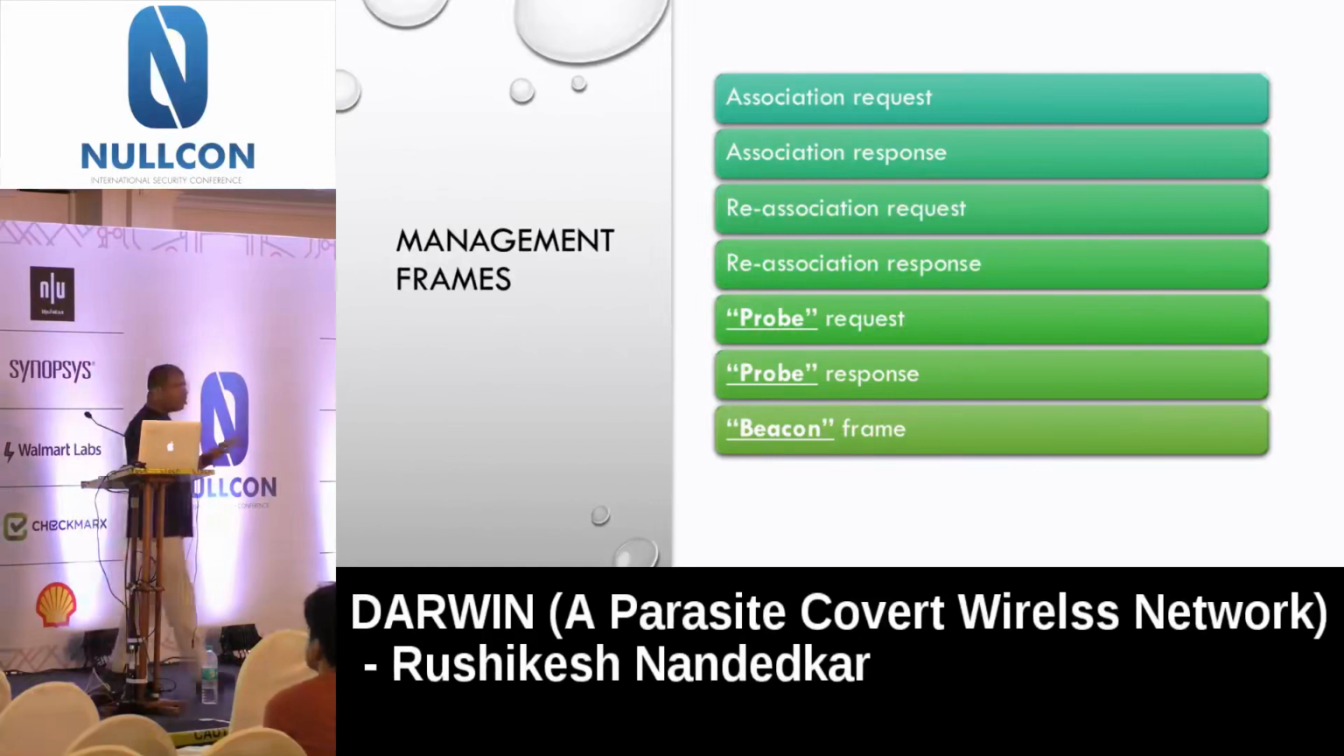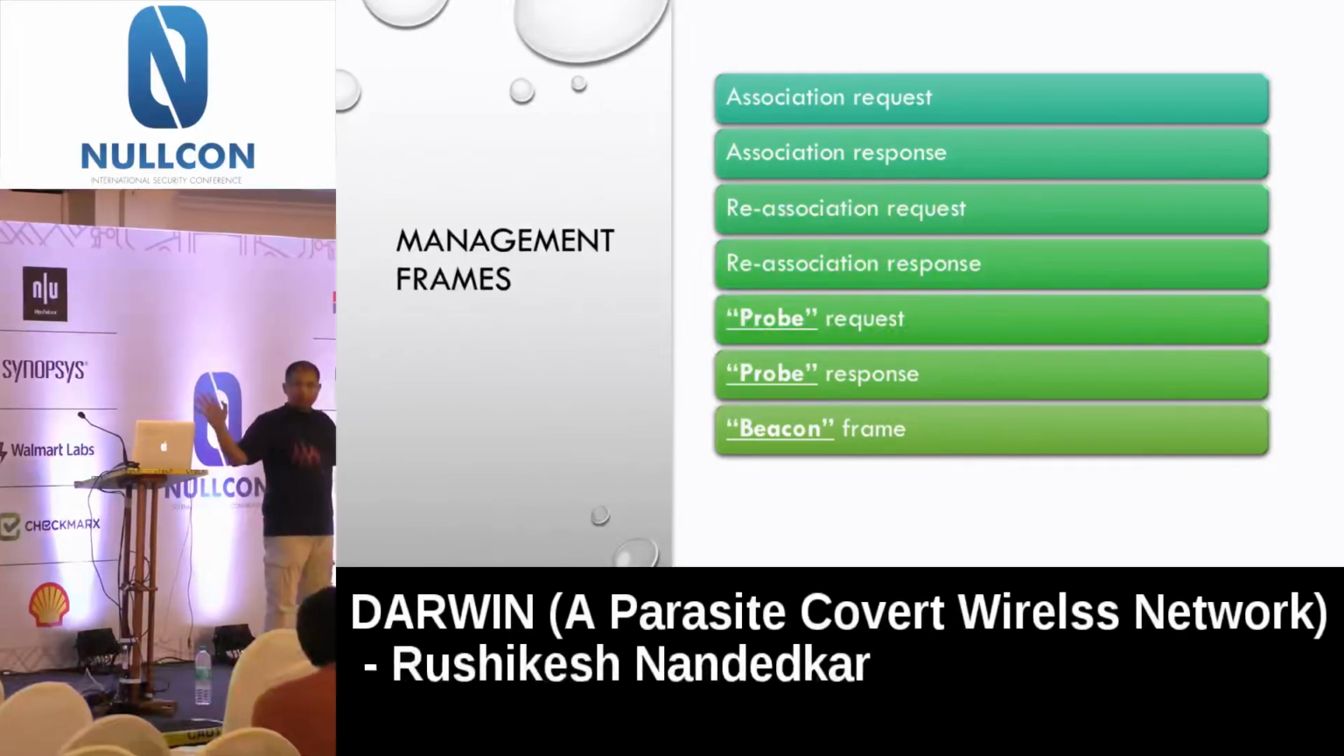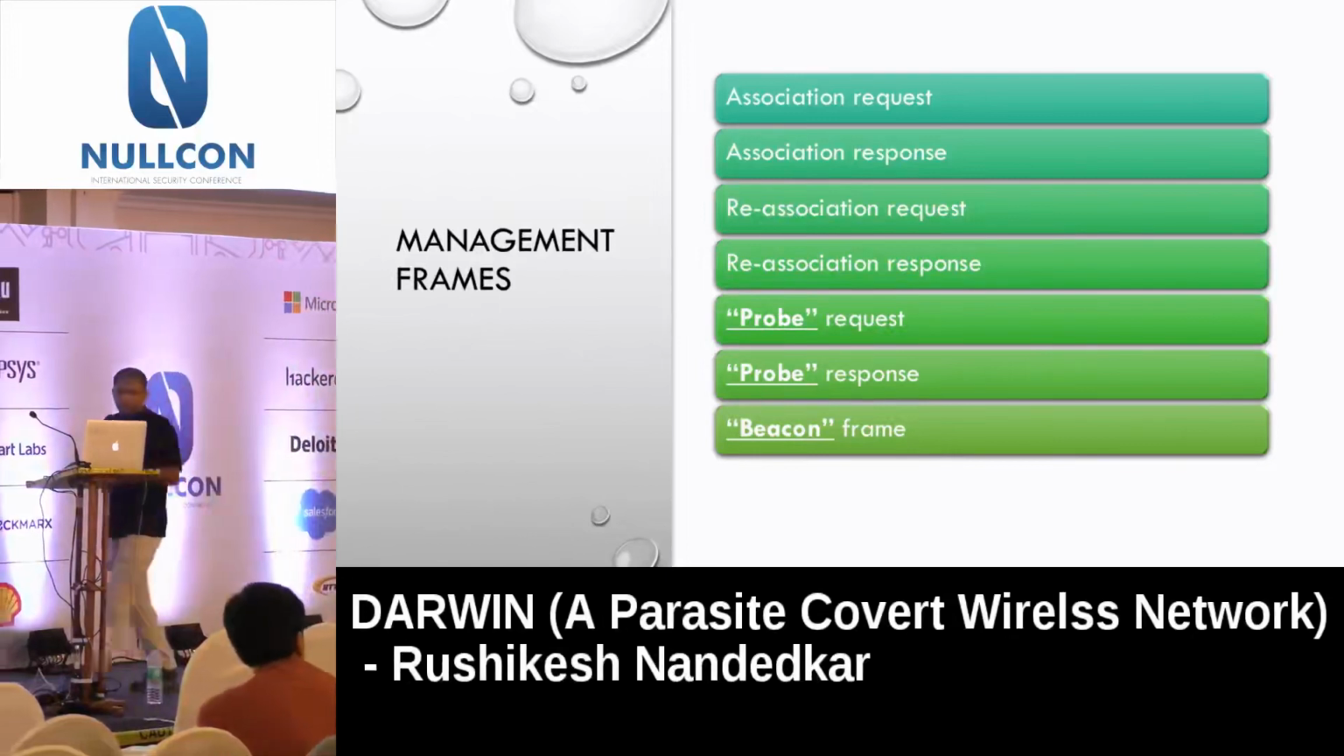These are the three frames which are broadcast frames. Is there anybody who doesn't know the meaning of broadcast? Broadcast is nothing but a way of communication when one person is trying to send something to everybody. Fine with that? Okay.